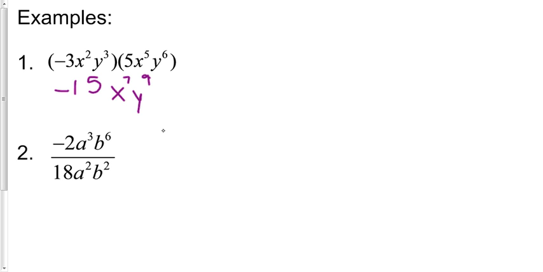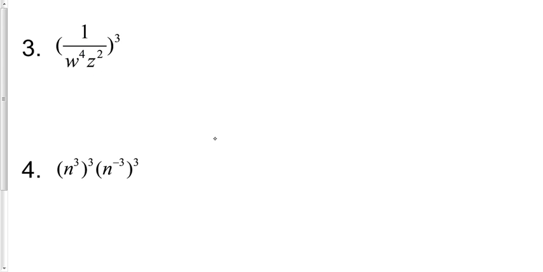Number 2, we have a fraction here. And remember that a fraction means we're dividing. So we've got negative 2 over 18 to begin with. Negative 2 over 18 reduces into negative 1/9. And then to simplify the a's and the b's, we're going to subtract the powers. A to the third over a squared is a. B to the sixth over b squared is b to the fourth. So we've got negative 1/9 a, b to the fourth.